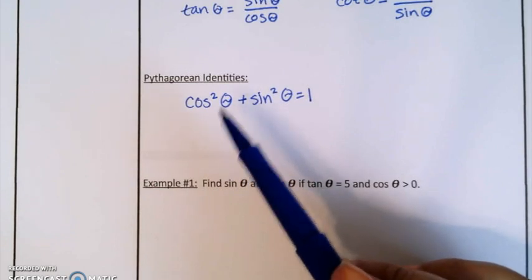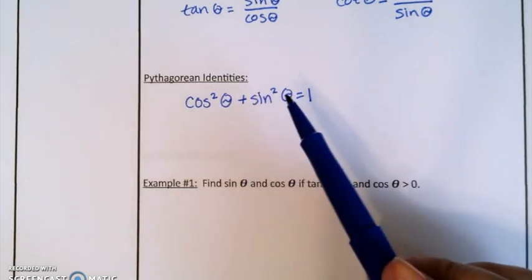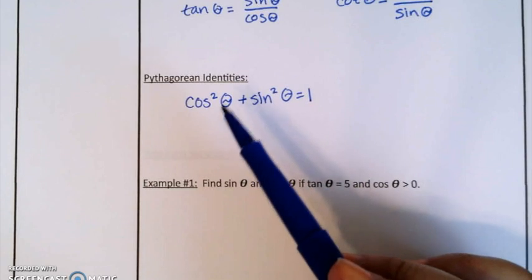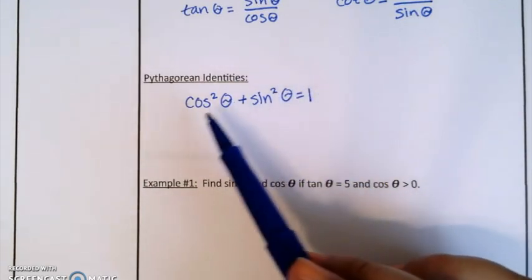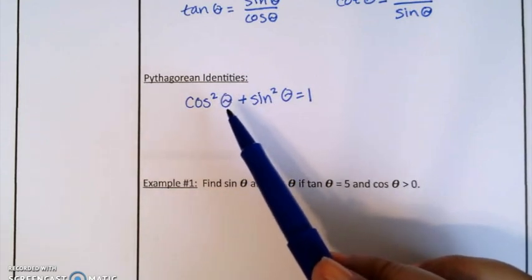So if you take the Pythagorean theorem, which was that the legs squared equals the hypotenuse squared, we'll get this identity that cosine squared plus sine squared equals 1. This notation, cosine squared of theta, means the value of cosine of theta squared.